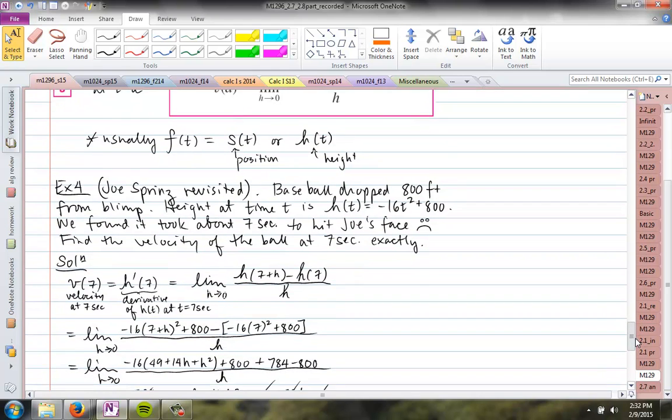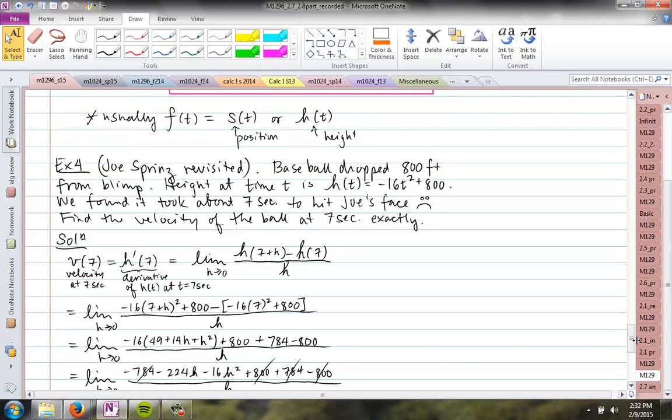So I'm just going to talk about example 4 here, Josephson's revisited. Now we can rework this problem without an estimation. We can just figure out exactly what the velocity of the ball was when it was getting close to Joe, specifically at t equals 7 seconds. So it's going to take just a tiny bit more than that to hit the ground. So baseball dropped 800 feet from the blimp. Height at time t is defined by h of t equals negative 16 t squared plus 800. We found it took about 7 seconds to hit Joe's face, unfortunately, is what happened. Find the velocity of the ball at 7 seconds exactly.